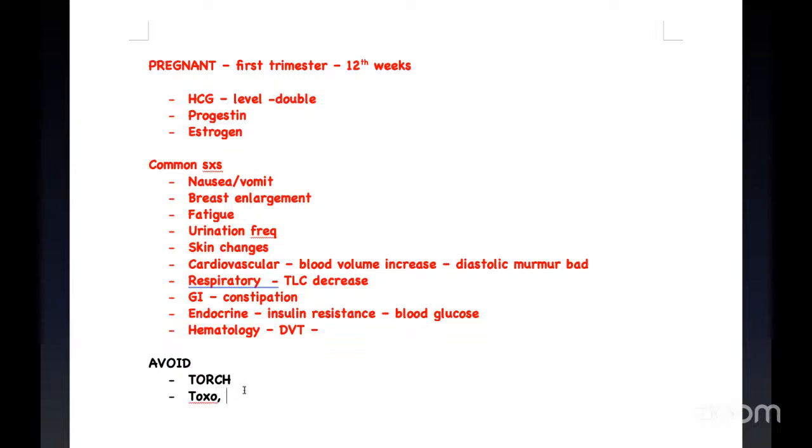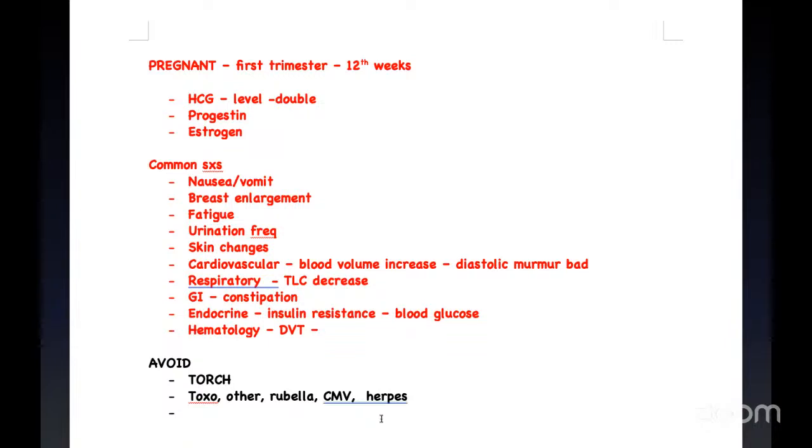The O is for other, like syphilis, HPV, parvovirus, varicella. They should get away from it. Rubella, stay away from it. So if somebody has this problem, you should run away from them. If somebody has CMV, you should run away from it. And if somebody has herpes, stay away from them. These are what we call the TORCH disease processes that they should avoid.